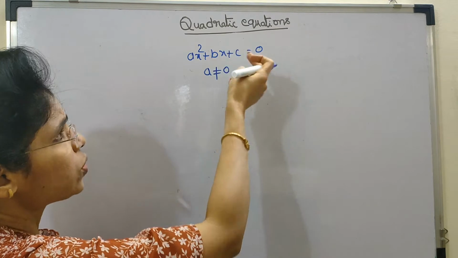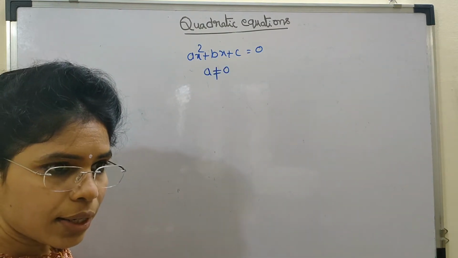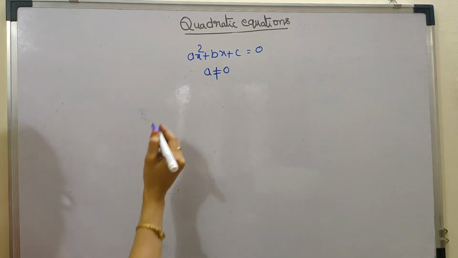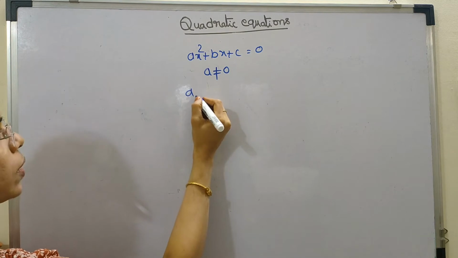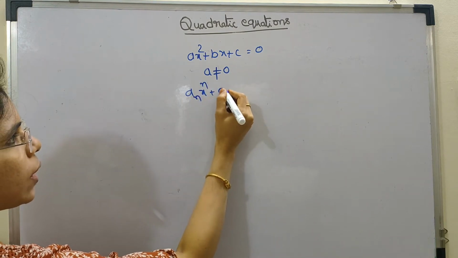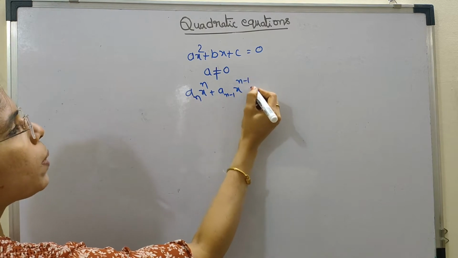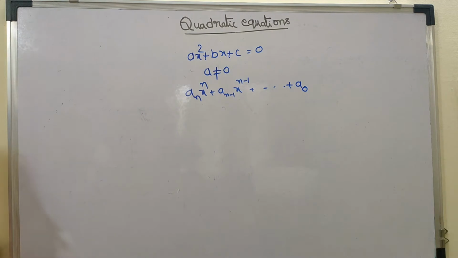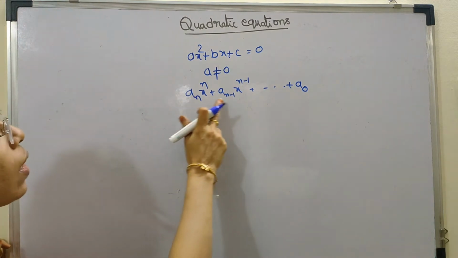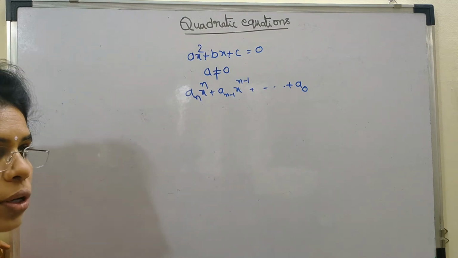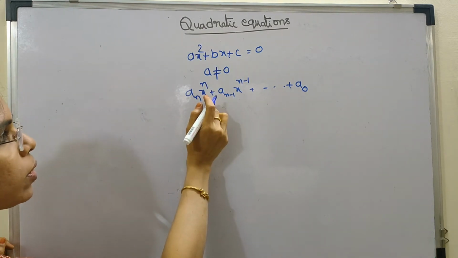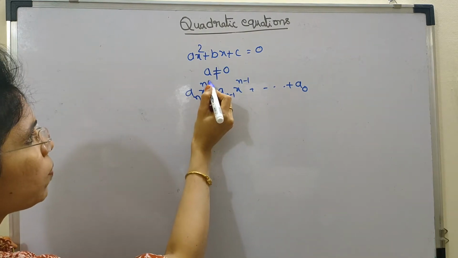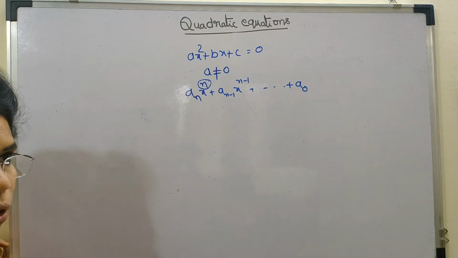Why are we calling it a quadratic equation? Because it is a second degree polynomial equation. So you know the polynomial expression, right? What is a polynomial? An expression of the form a_n x^n + a_(n-1) x^(n-1) + and so on + a_0 is called a polynomial, right? These coefficients are all real numbers, so it is a real valued polynomial. The highest power of the variable in the expression is called the degree of the polynomial. Here what is the highest power? n. So this is called the degree of the polynomial.